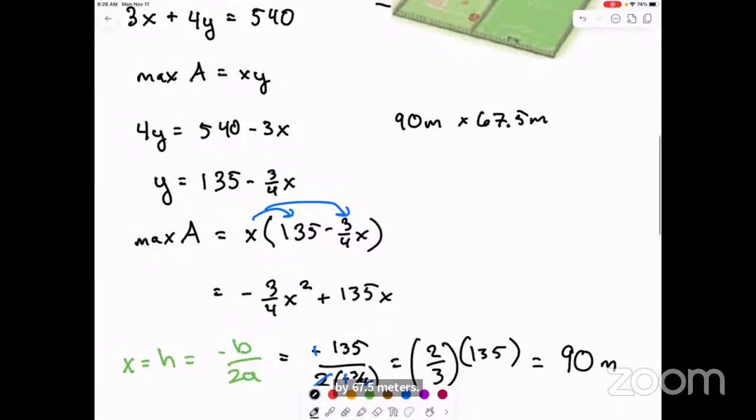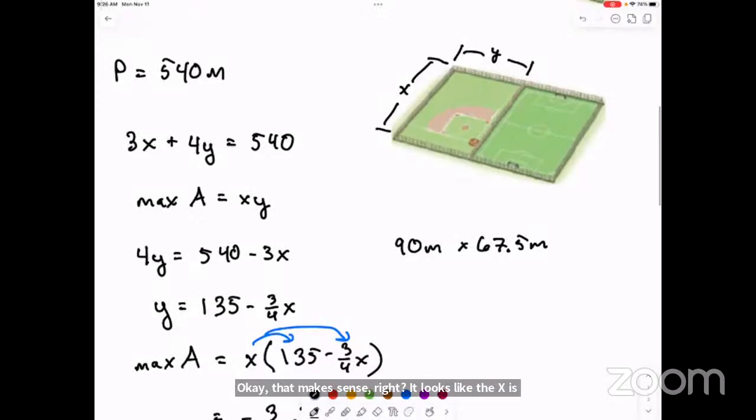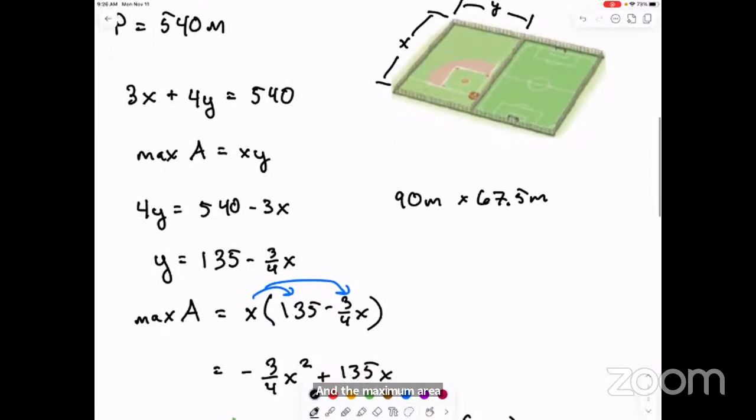It looks like the x is longer than the y based on the way that we have it drawn. And the maximum area. Hey, Google, what's that answer times 90? 67.5 times 90 is 6,075. 6,075 square meters. So we got a max area with those dimensions. Let's see if this works.